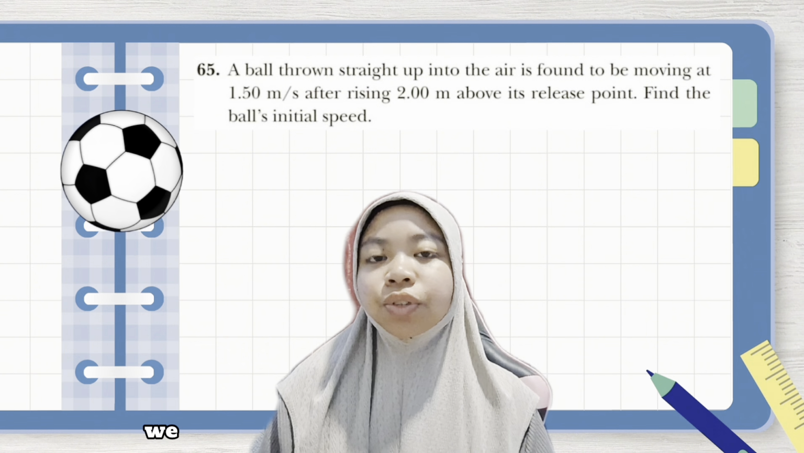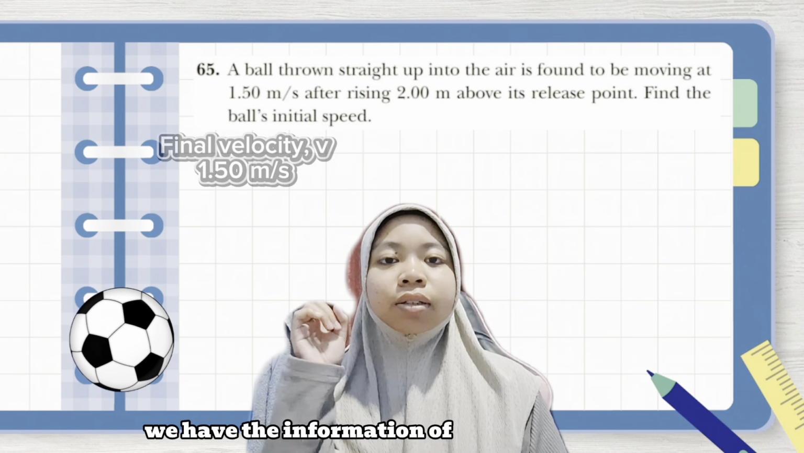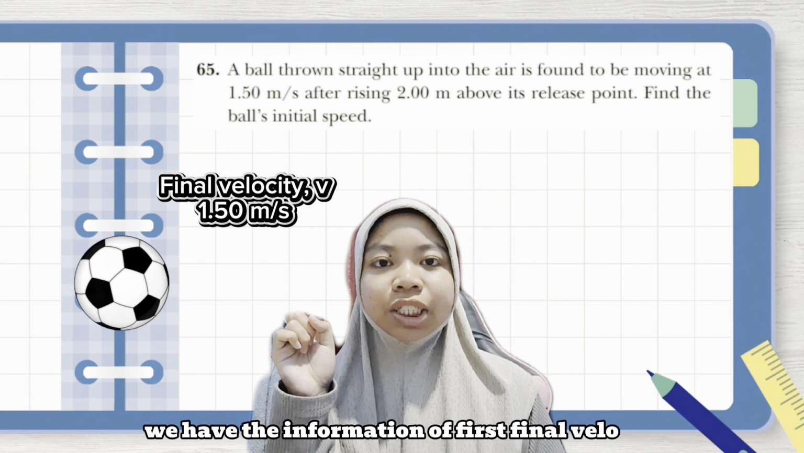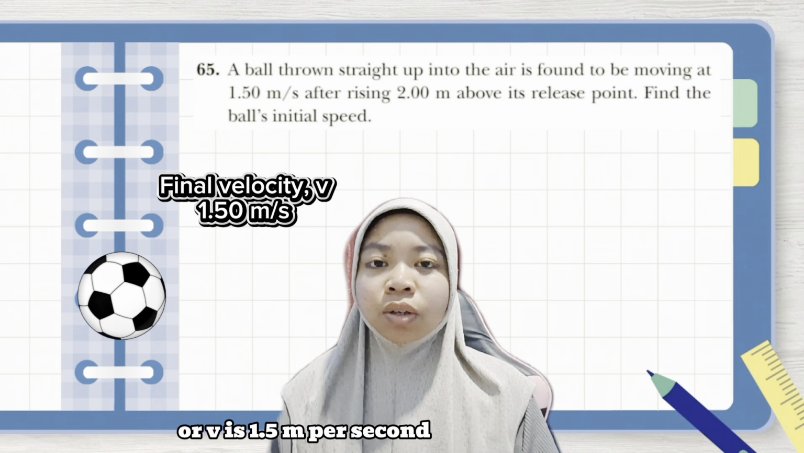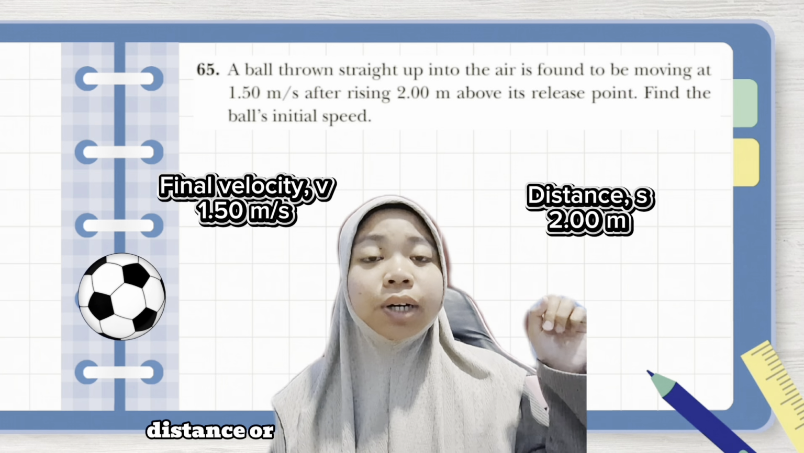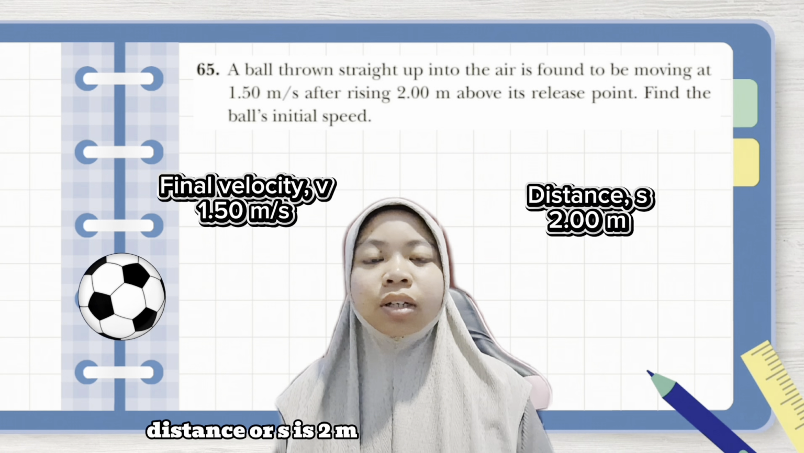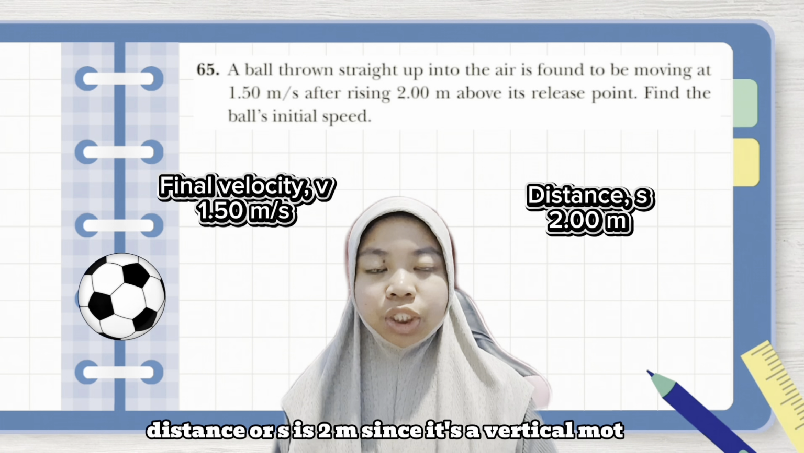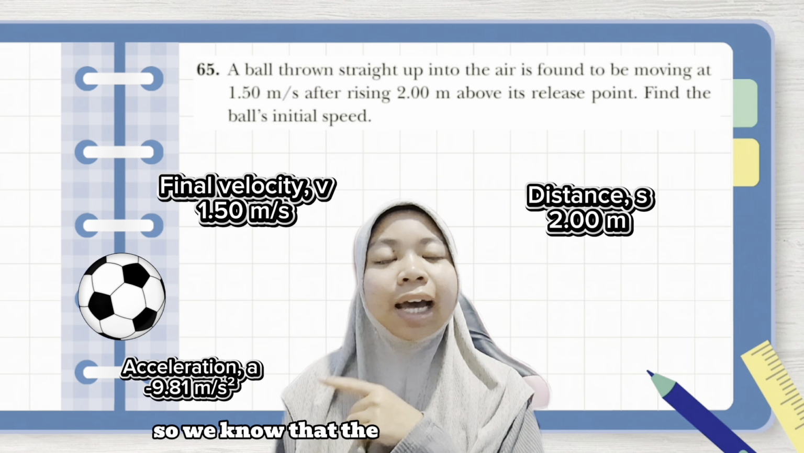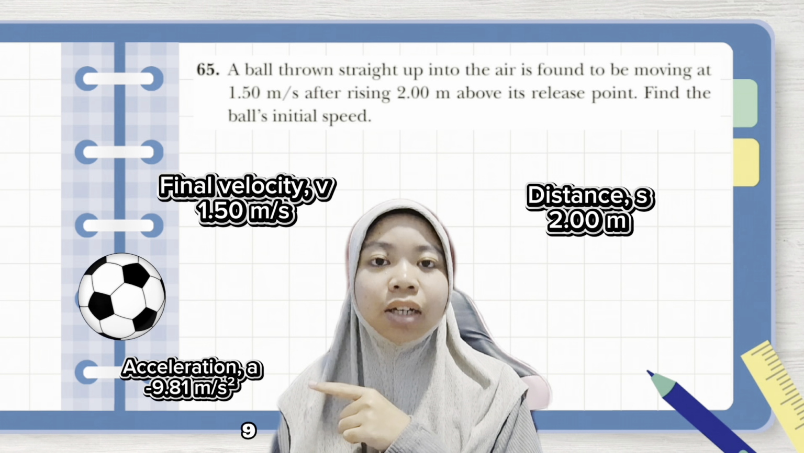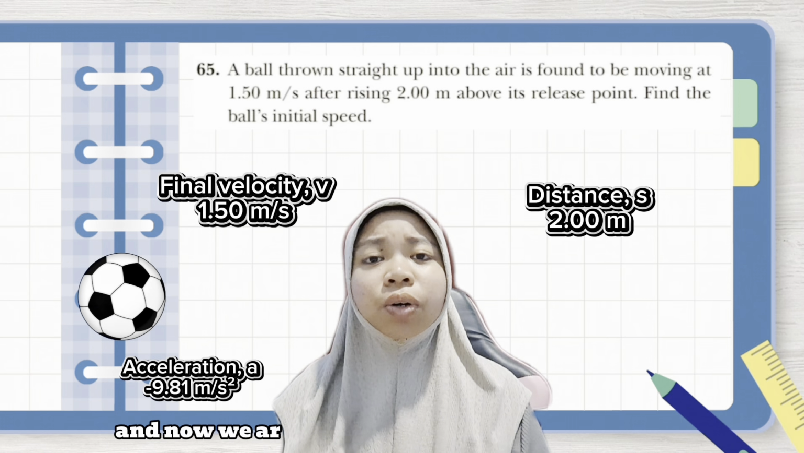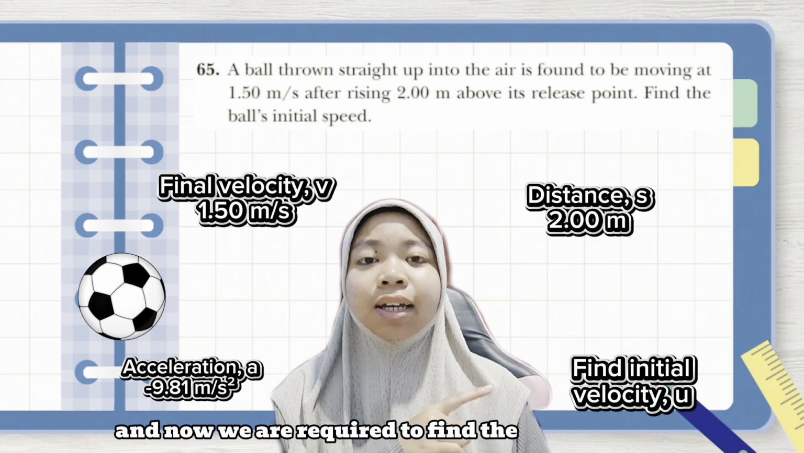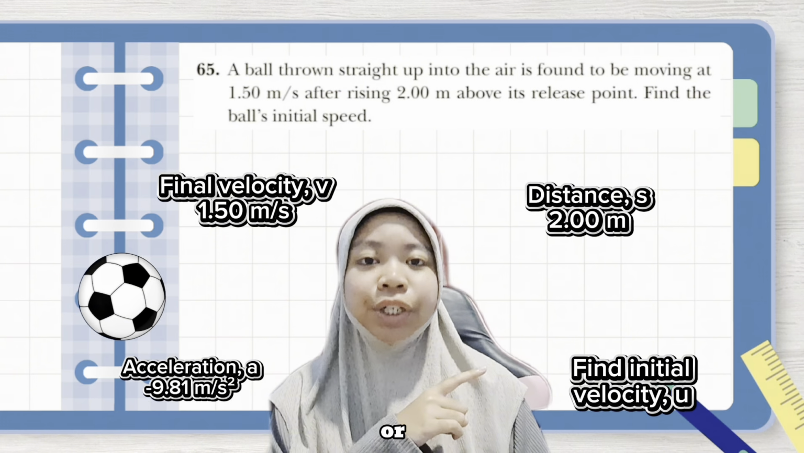From the question, we have the information that the final velocity, V, is 1.5 meters per second. We also know the distance, S, is 2 meters. Since it's a vertical motion, we know that the acceleration is negative 9.81 meters per second squared. And now we are required to find the initial velocity, U.